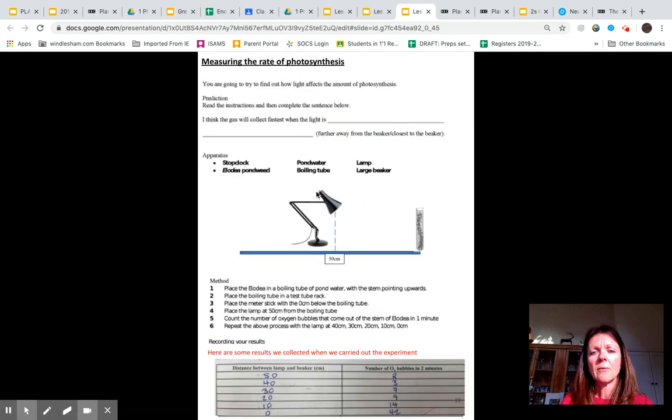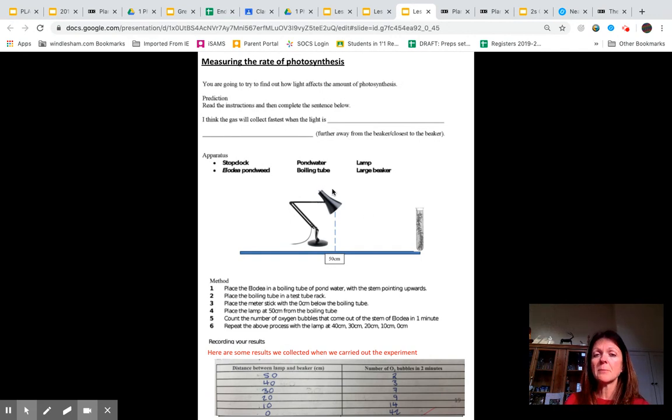Just having a look here, one of the questions that it will ask you is, what is the problem with this experiment? I want you to think about what the lamp here also gives out as well as light. This is a problem. If two factors are changing, then we don't necessarily know which factor has caused the increase or decrease in photosynthesis. So have a little think.